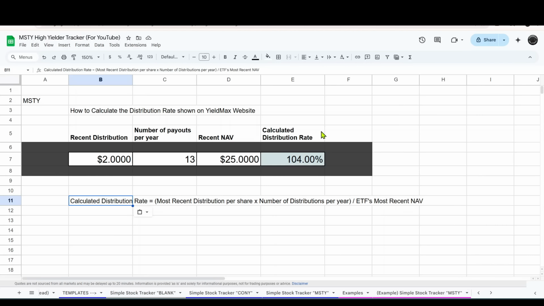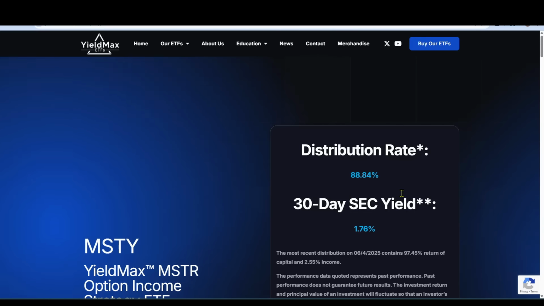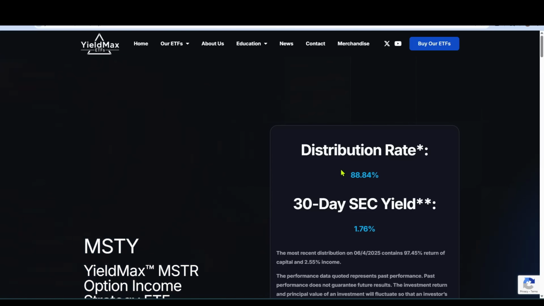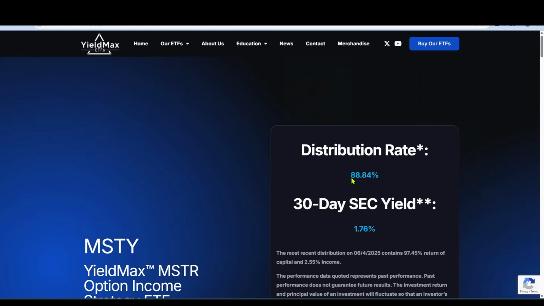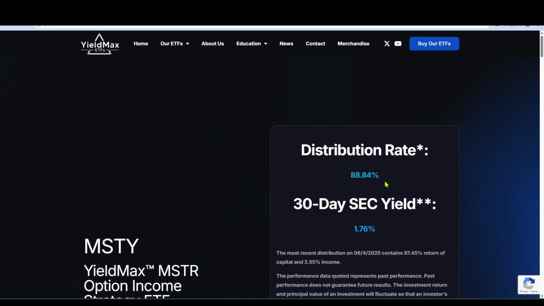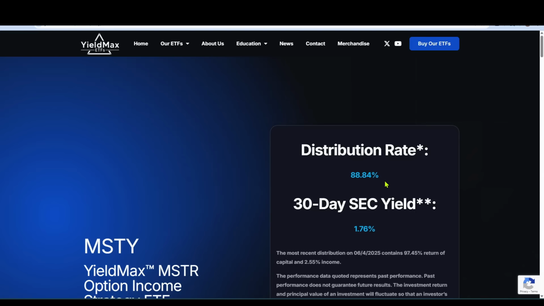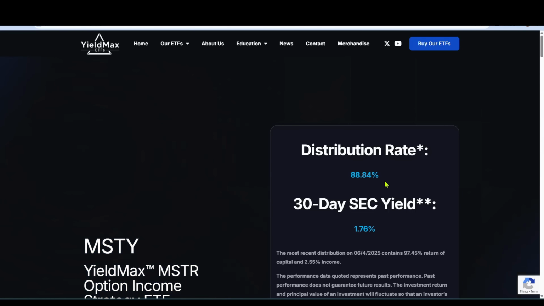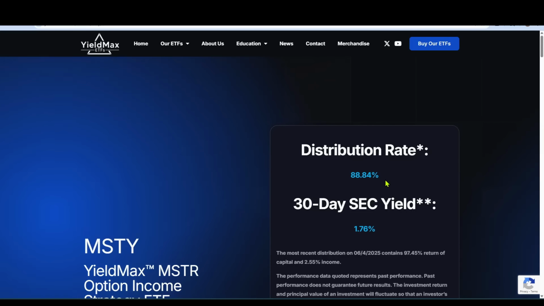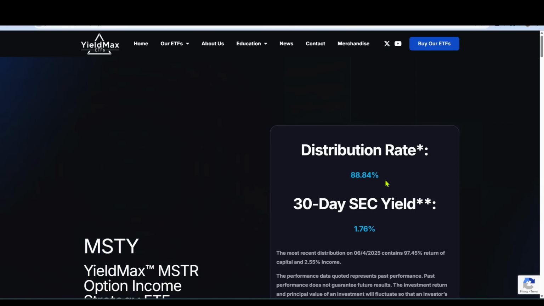And that's how this is actually calculated. And that's how they calculate it on the website. So I think understanding what this number actually is, is very vital, because that is only according to the last distribution, right? That is not necessarily a running number of what it could possibly be, but that is actually just what the distribution rate is according to the current NAV and the past distribution per share.